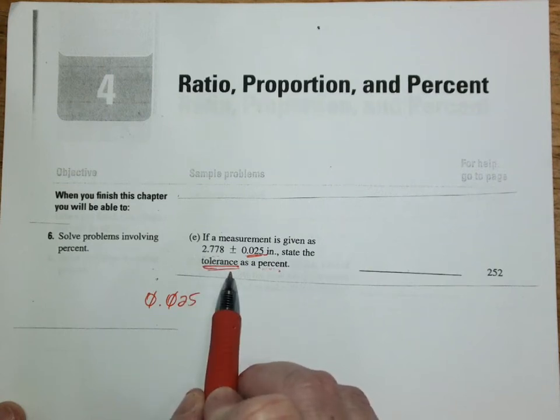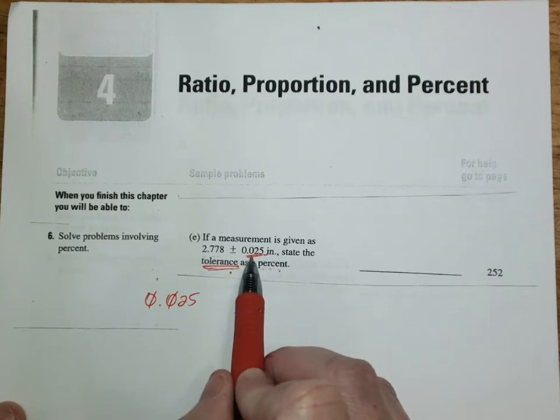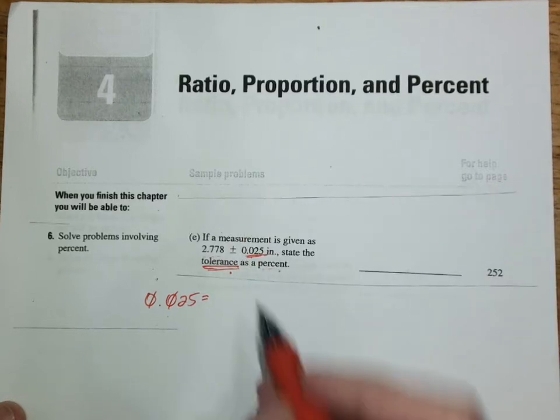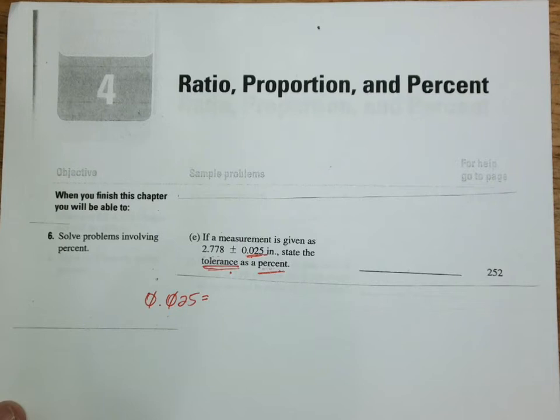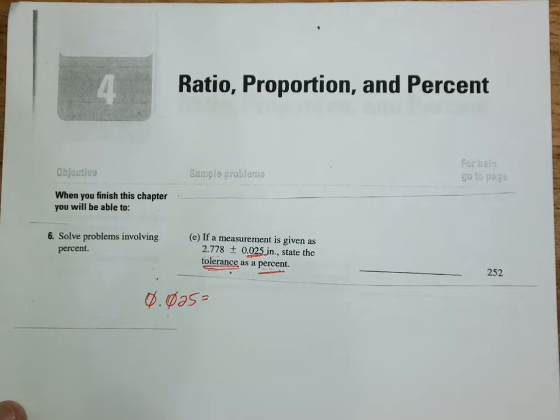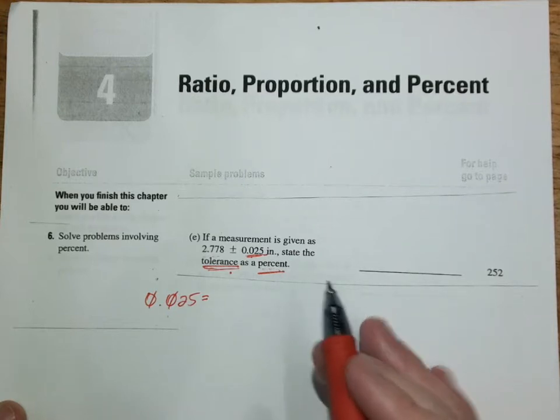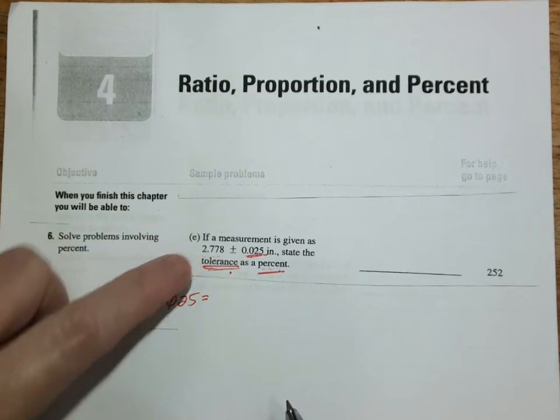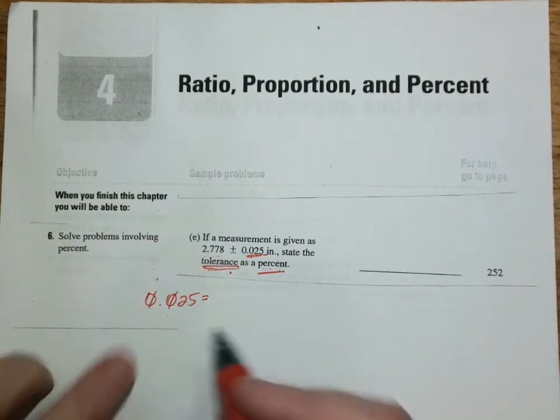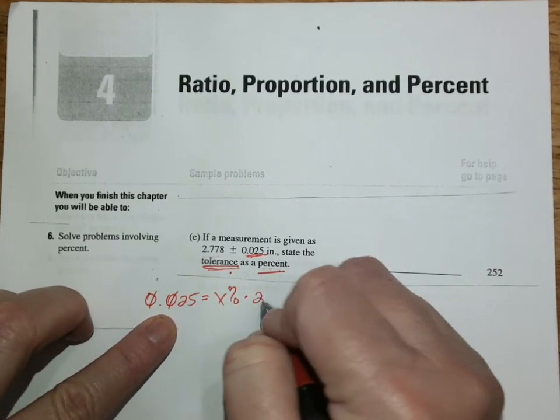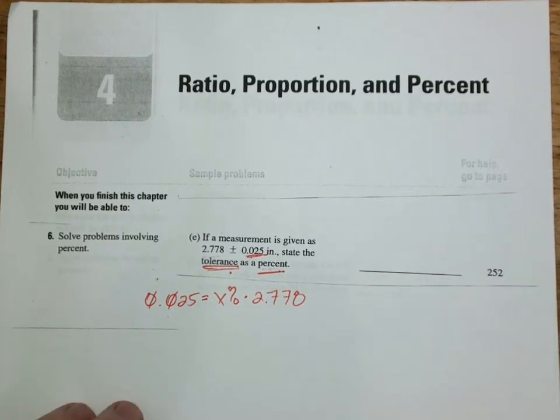This is where some of y'all went wrong. You set your problem up incorrectly. So 25 thousandths is whether or not it's plus or minus. It's just asking you to restate it as a percent. And so some of y'all moved the decimal point, which is changing a decimal fraction to percent. But basically, we need to know what percent of 2.778 25 thousandths is. So 25 thousandths is what percent of 2.778. Okay?